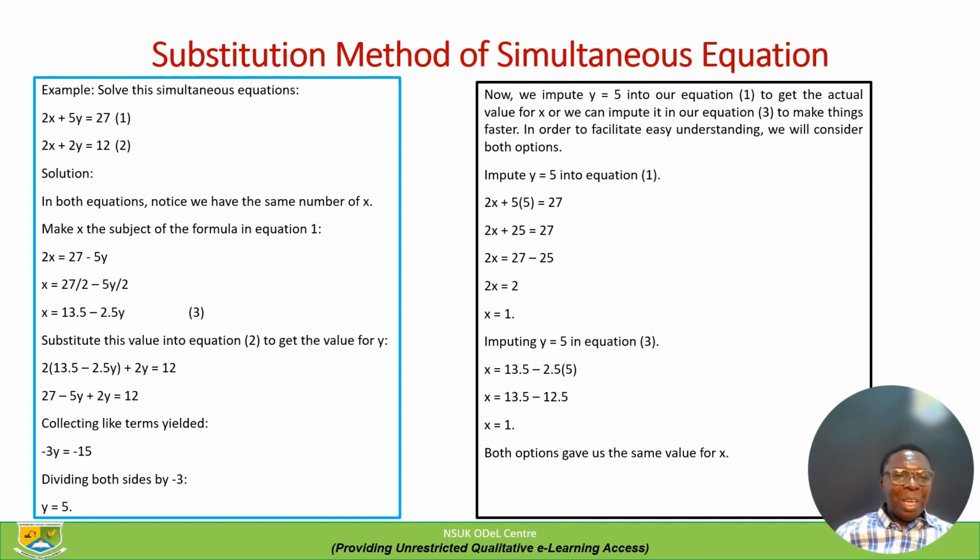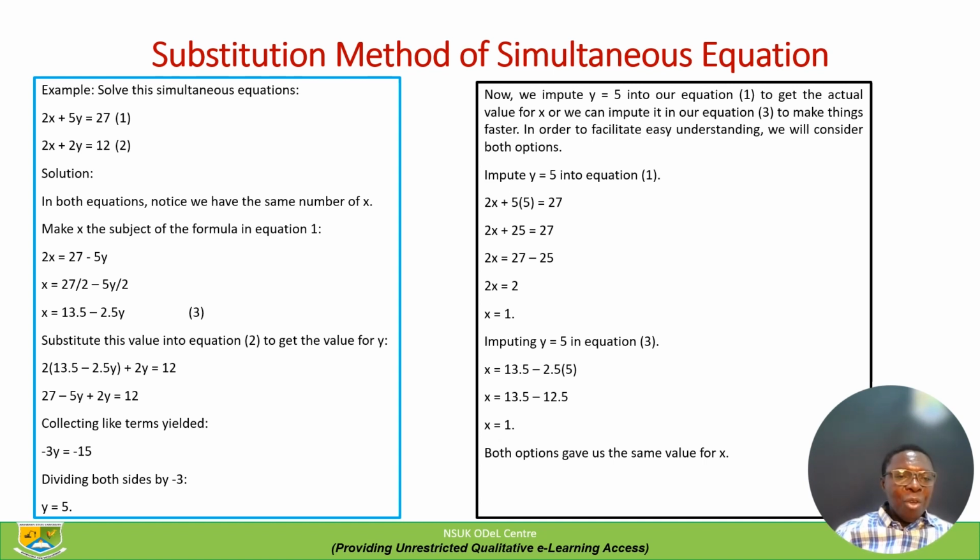Hope you get it. So we are now going to say, okay, because it's minus 5 plus 2 will give you minus 3y. Let me give the explanation. And here now 27 minus 12 will also give you 15. So that is why we are having minus 3y equals minus 12.